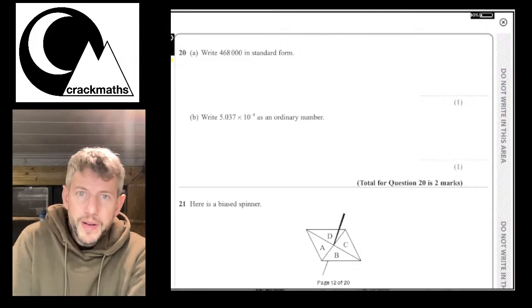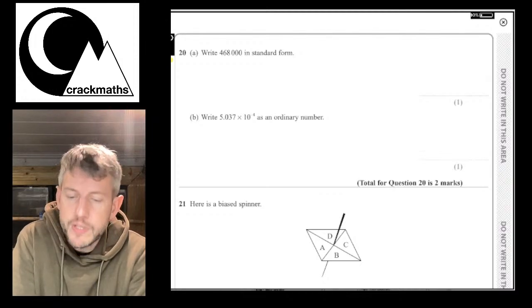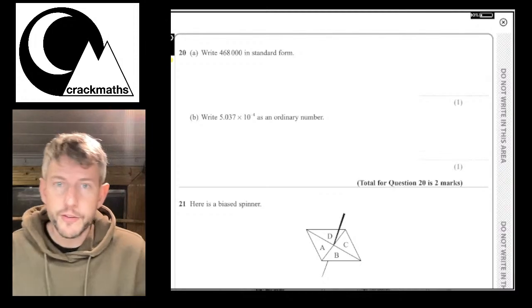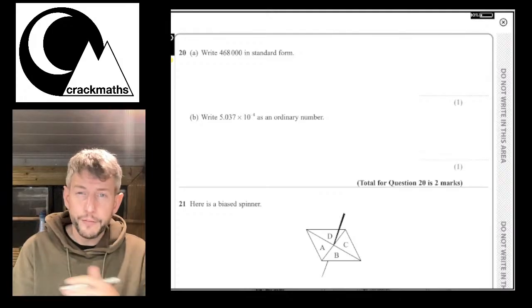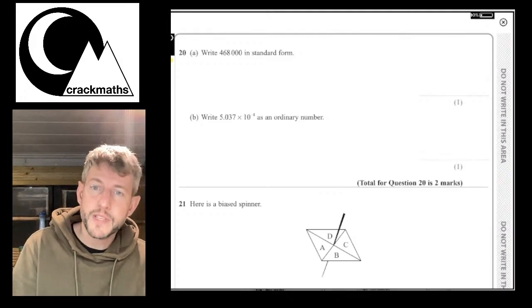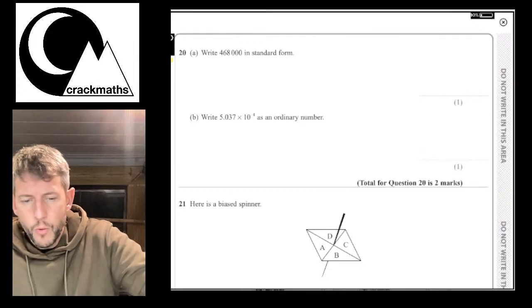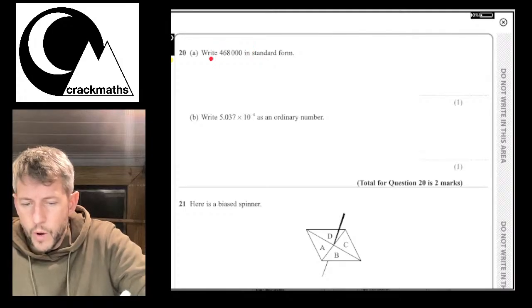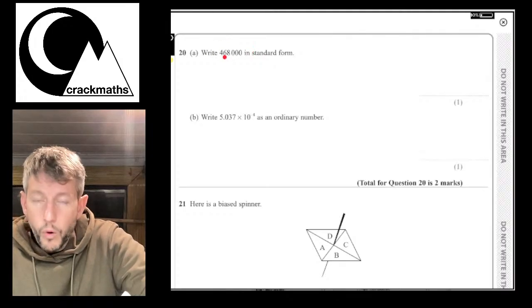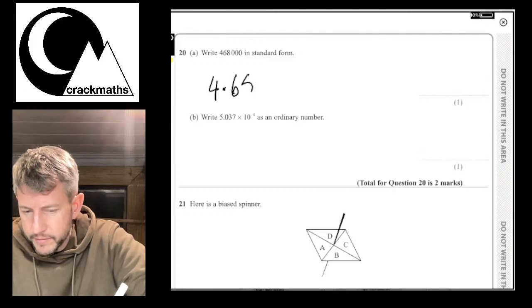Right, question 20A. Write 468,000 in standard form. Standard form is when it's something point something times 10 to the power of something. So you're always going to have a decimal place in there. Basically, you only want one number in front of your decimal place. So this is going to be 4.68.